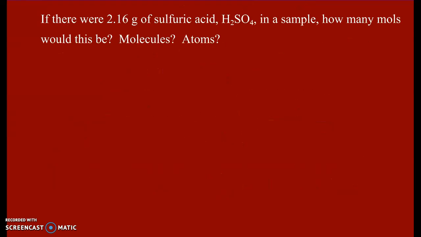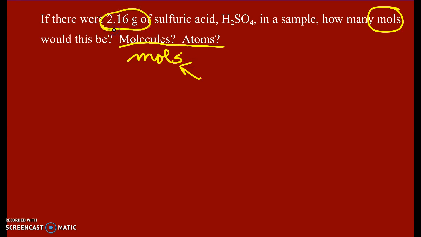Here are a couple questions. Okay, now we have 2.16 grams of sulfuric acid in a sample. How many moles would that be? How many molecules would that be? How many atoms would that be? Now, these two should be pretty familiar from what we've already done, and we know that we need to be in moles to do those two calculations. And look at that. We're being asked how many moles we're going to have so that we can do these calculations based on this.